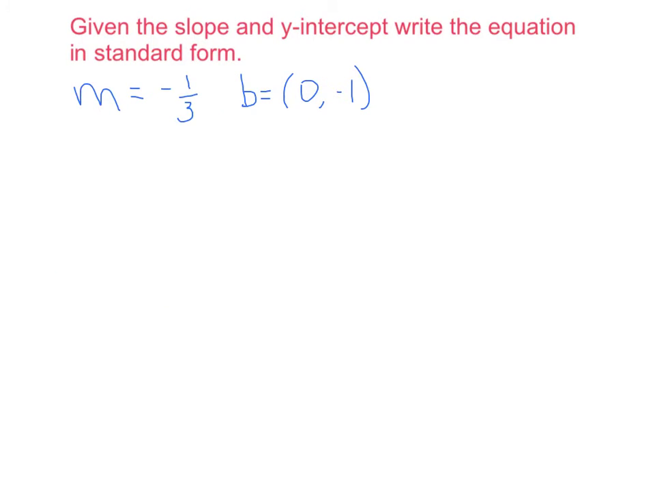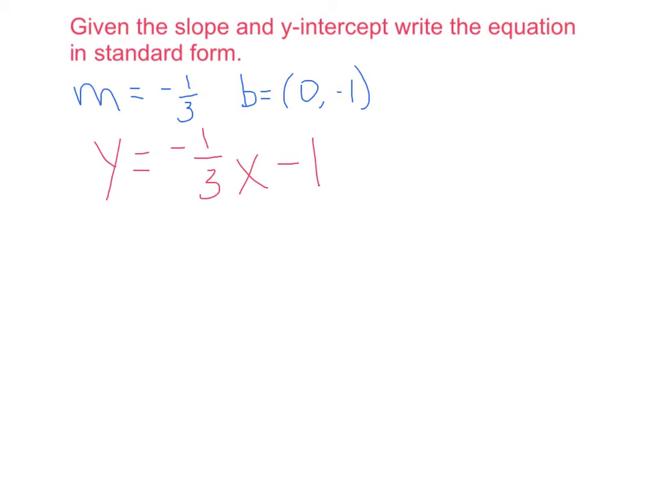Okay, let's try another one. Given the slope and the y-intercept, write the equation in standard form. So again, we start with slope-intercept form. Y equals, we have an m and a b. That's how we know to do slope-intercept form, because they give us a slope and the intercept. So y equals negative 1 over 3x minus 1, because my y-intercept, or my b, was minus 1.